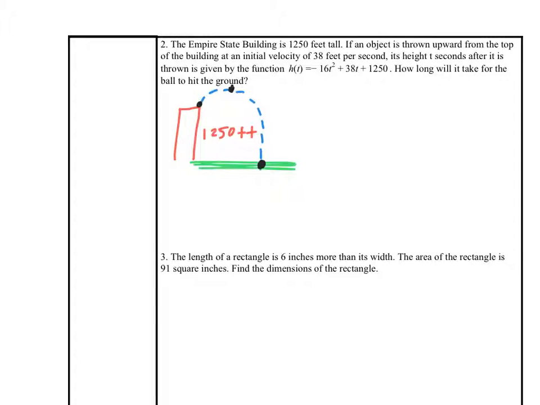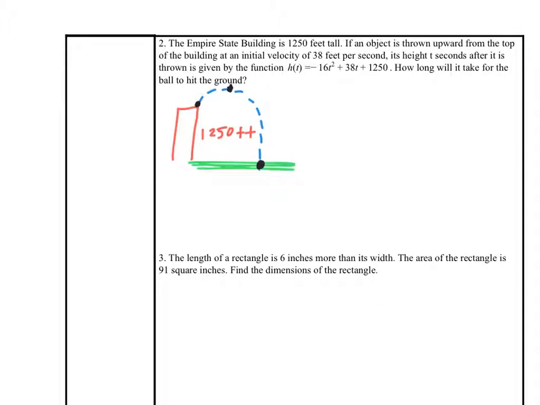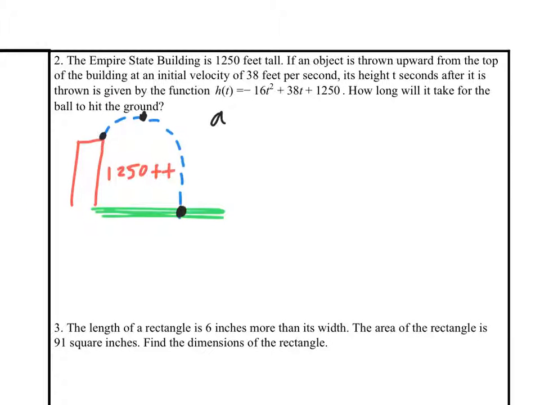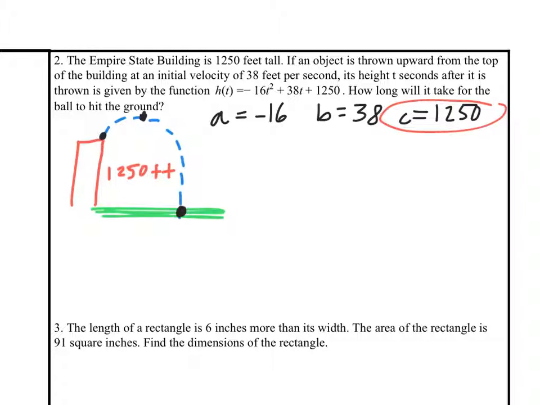Okay, we're just going to discuss how we would solve this. I'm going to start by looking at the equation and writing down A, B, and C. Guys, what's A? Negative 16. What's B? 38. What is C? 1250. Okay. I'm going to keep doing this because I know this is on your assignment today. C is the y-intercept. It is the start height.